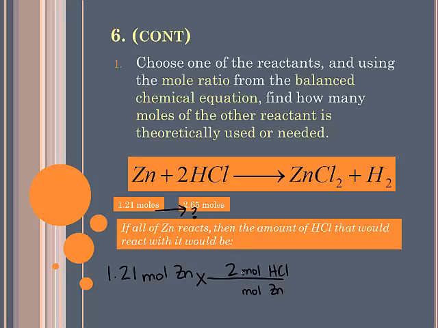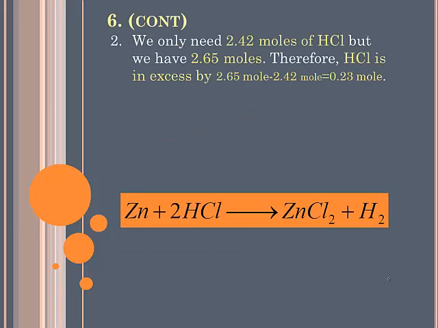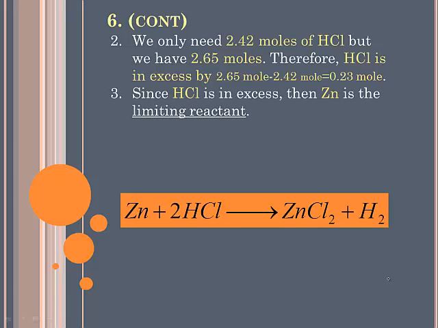So a 2 is going to go in front of the HCl, and a 1 is going to go in front of the zinc, which means that if I reacted all the 1.21 moles of zinc, it would take 2.42 moles of hydrochloric acid. So we only need 2.42 moles of HCl, but we have 2.65.